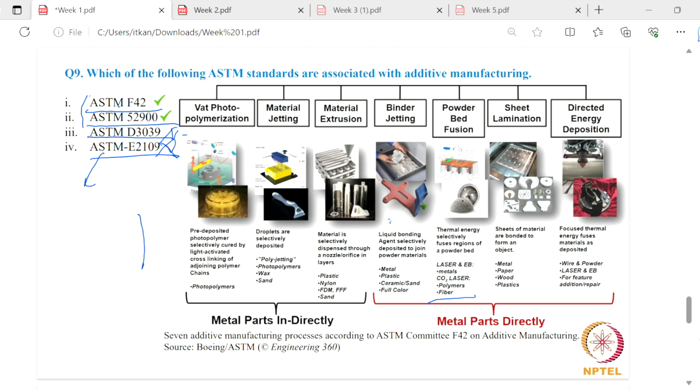Next is directed energy deposition. This is used for large scale applications. Here we use material in the form of wire, and the energy source is a laser or an arc, like the arc we use in welding, or an electron beam. In powder bed fusion also we have a laser and an electron beam.